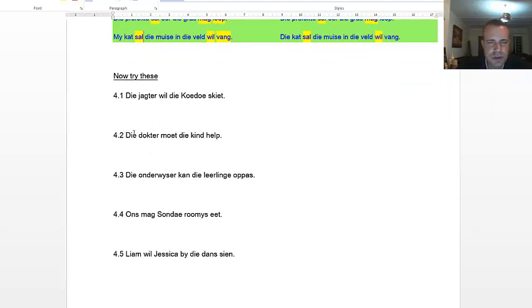Let's do a few examples. Die jagter wil die kudu skiet. The hunter wants to shoot the kudu. Okay? What do we do with wil? It's a helping verb. It can't go over skiet because skiet is also a verb. And we put a sal in its place. The hunter will want to shoot the kudu.